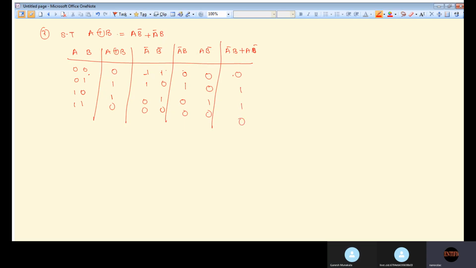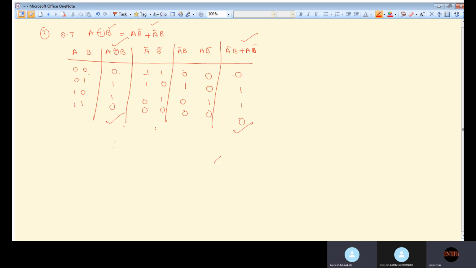Okay, so now what we have to prove? A XOR B is equal to A bar B plus AB bar. So ఇది A XOR B, A bar B plus AB bar. ఇక్కడ 0 1 1 0 వచ్చింది. ఇక్కడ కూడా 0 1 1 0 వచ్చింది. Okay, so see the result.